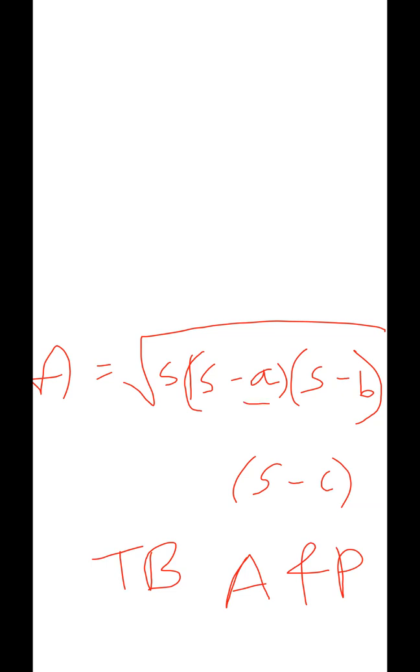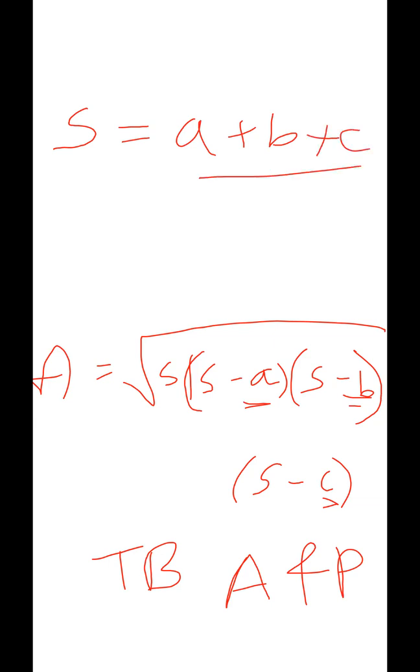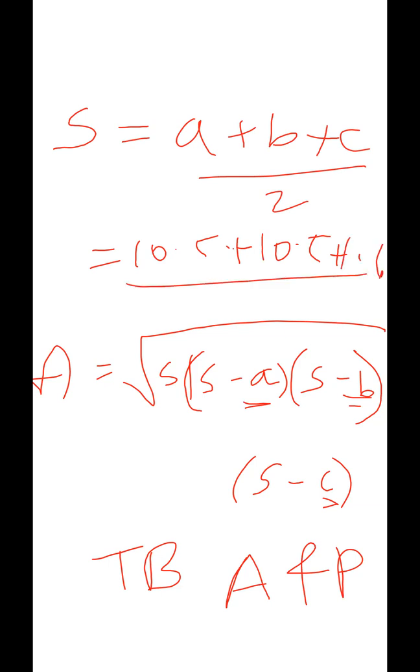Now, what are A, B, and C? A is the first side, B is the second side, C is the third side. And what is S here? S is called the semi-perimeter, which is (A plus B plus C) upon 2. So whatever three sides you have, that is 10.5 plus 10.5 plus 1.6. You add the three sides and divide by 2.